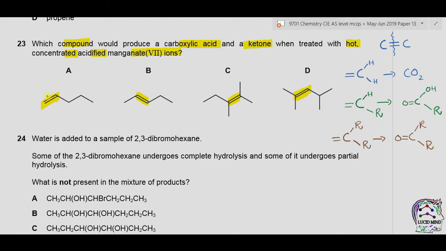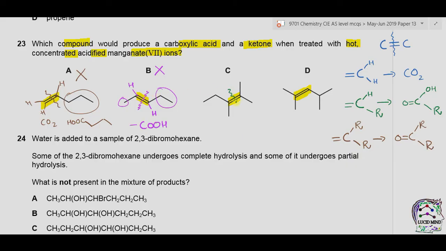Let's find out the products. In A, this is broken as we have 2 hydrogen atoms, so this will form CO2. And as on this carbon atom we have 1 hydrogen atom and 1 alkyl group attached, therefore this portion will form carboxylic acid. So no ketone is formed, so A is incorrect. In B we can see that this bond will break as this carbon atom has 1 hydrogen atom and this also has 1 hydrogen atom and 1 alkyl group on both carbon atoms, so both will form carboxylic acid functional groups. So B is also incorrect as no ketone is formed.